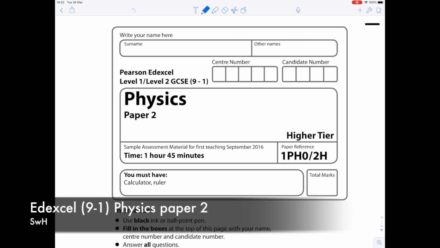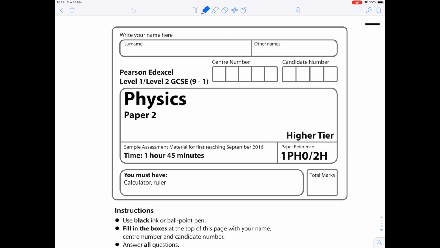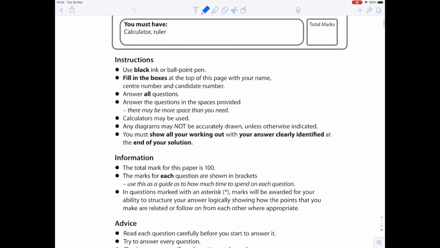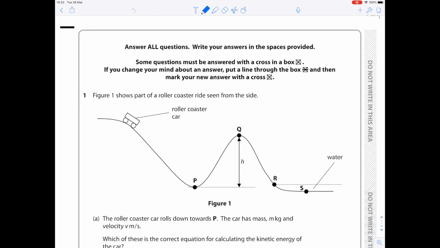In today's video, we're answering this specimen paper for Edexcel GCSE 9-1. It's a physics paper, paper 2. We're going to be doing a complete exam walkthrough and I'll be filling in the answers as we go.